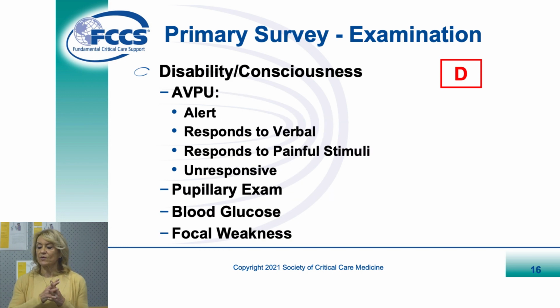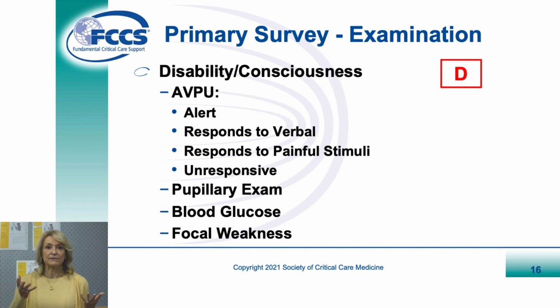So disability or level of consciousness. A very helpful mnemonic is AVPU. People have trouble remembering the Glasgow Coma Scale, which has really only been validated in the trauma population. So AVPU is very easy to remember. Is the patient alert? Did they respond only to verbal stimuli? Did they respond only to painful stimuli? Or are they unresponsive? And so responding only to painful stimuli, or unresponsive, is a sign that they are not protecting their airway.